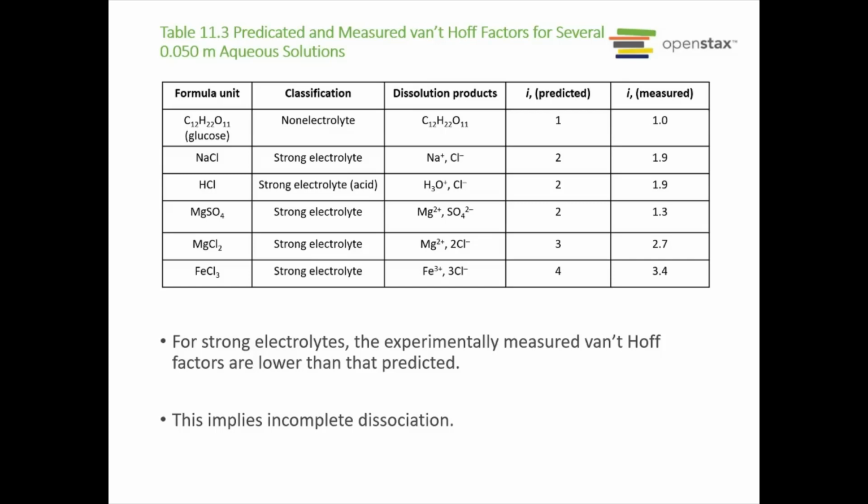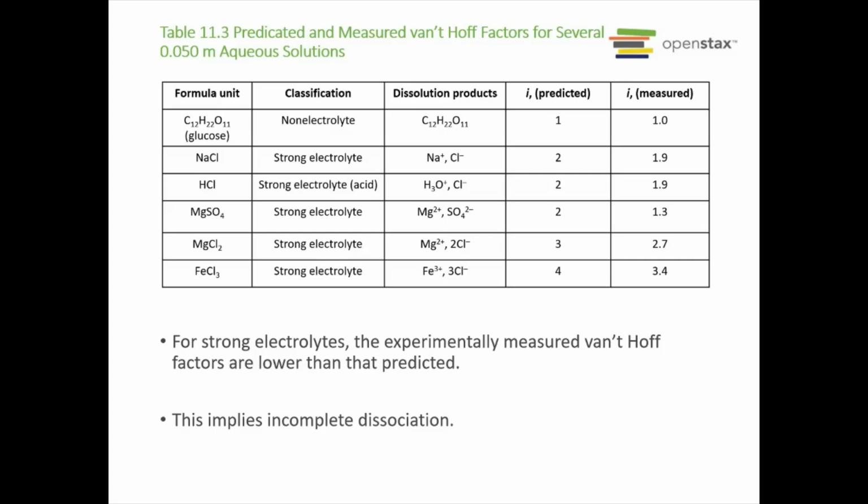And there are actually differences between some predicted Van't Hoff factors and measured ones. For instance, magnesium sulfate is predicted to have a Van't Hoff factor of 2, but it's actually measured to be 1.3. So for strong electrolytes, sometimes they're lower than expected. And so what this implies is incomplete dissociation.